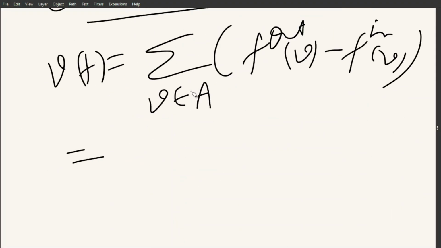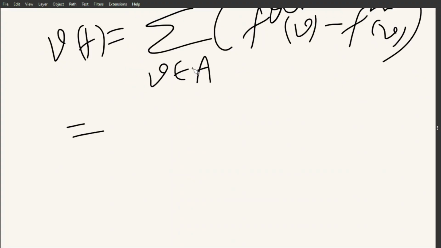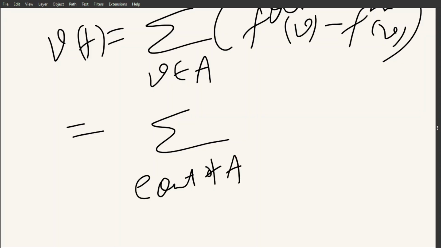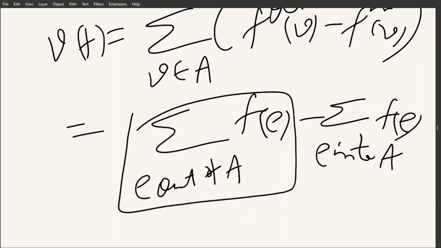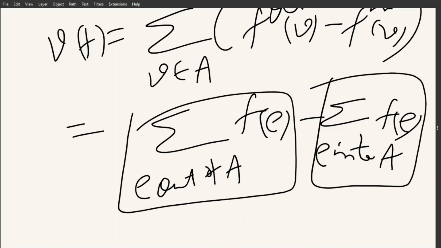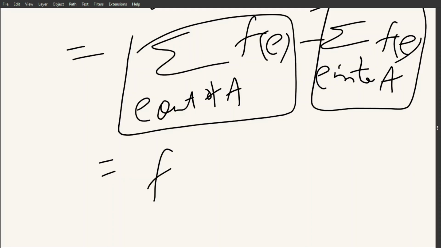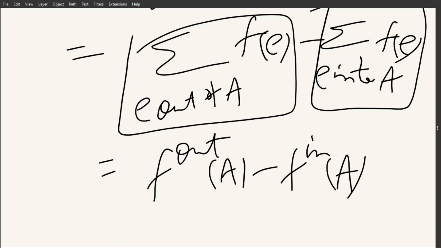So the same summation we can simplify as the sum over all e out of A of f(e) minus the sum over all e into A of f(e). So here we have further simplified our equation. Now what is this quantity? These two quantities, by definition, are f out of A minus f in of A. This is the value of the flow.